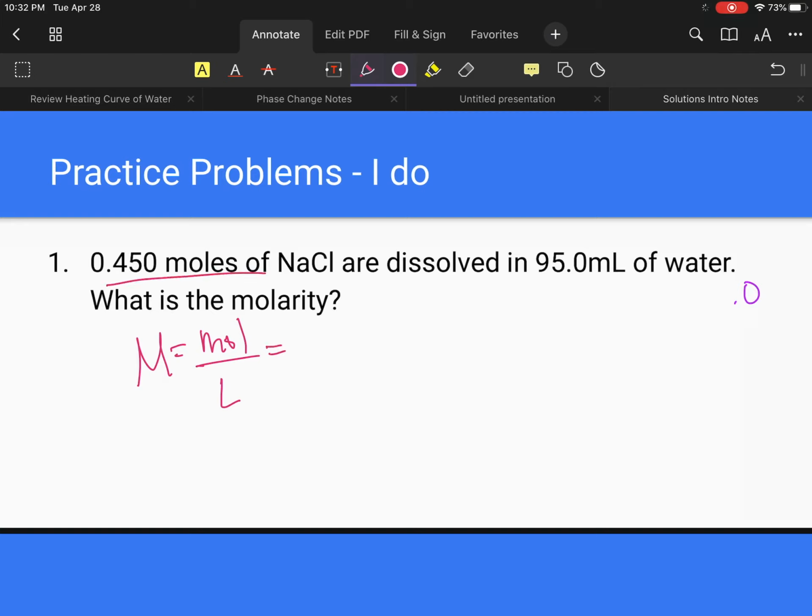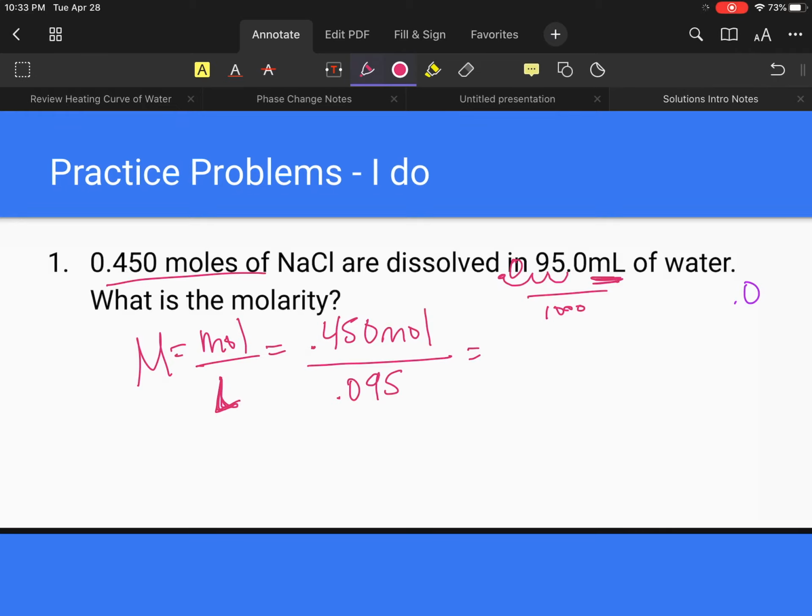Okay, and my equation says 0.450 moles of sodium chloride are dissolved in 95 milliliters of water. So here we have milliliters, but in my equation I have liters. So I have to remember to convert that. Basically, all you really have to do is move your decimal over 3 places to the left, 0.095, or you can just divide by 1,000, because there's 1,000 milliliters in 1 liter.